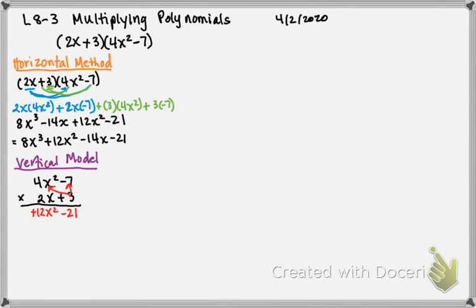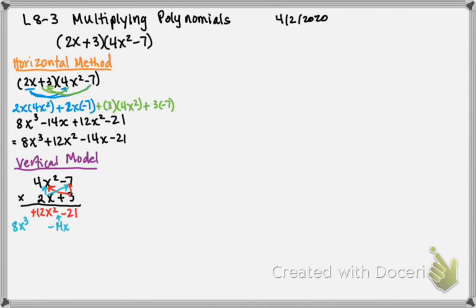Then I'm going to multiply everything on the bottom. So what I do when I get to these bottom ones is I'm going to line them up with like terms. So I get a 2x times a negative 7, that's going to give me a negative 14x. So notice I'm squishing it between those 2. And then 2x times 4x squared is going to give me that 8x cubed. So I'm kind of putting it into standard form as I'm doing it.